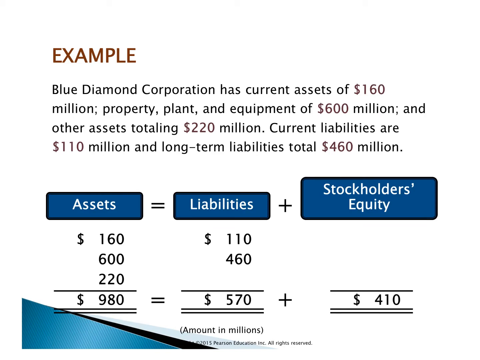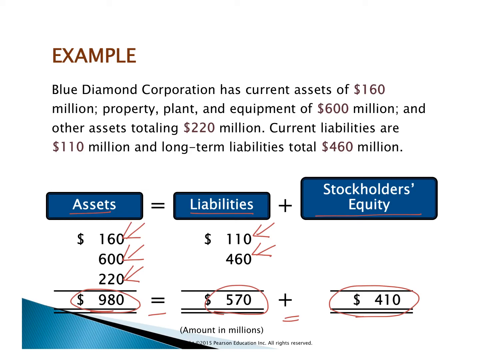First of all, the accounting equation is assets equals liabilities plus stockholders' equity. Blue Diamond's assets are their current assets of $160 million, property, plant, and equipment of $600 million, and other assets of $220 million, for a total of $980 million. The liabilities are the current and long-term liabilities of $110 million and $460 million, totaling $570 million. When we subtract 570 from 980, we arrive at stockholders' equity of 410.